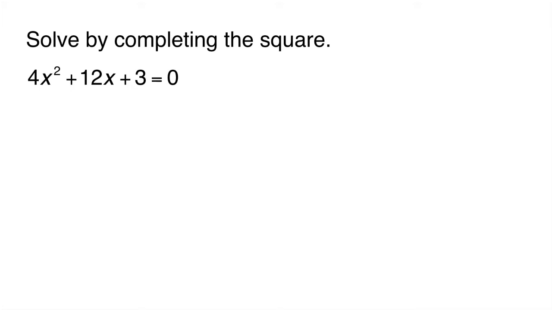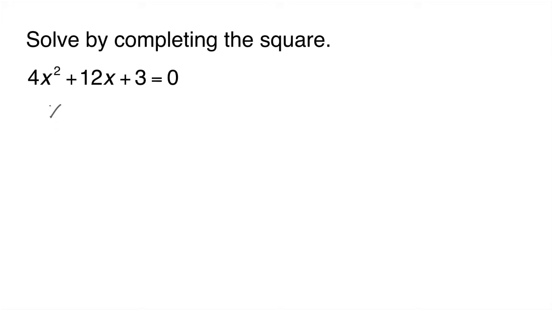Solve by completing the square. 4x squared plus 12x plus 3 equals 0. In order to complete the square, we want the coefficient of our squared term to be 1. So first, we're going to divide both sides of our equation, or each term in our equation, by 4.